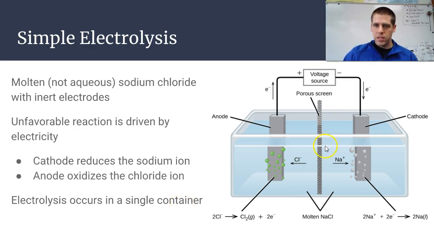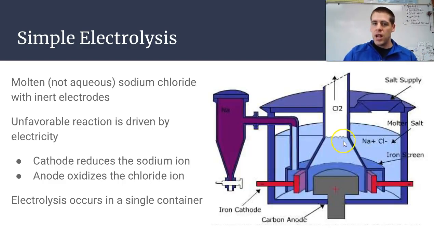We do have a barrier in this situation because we don't want the two products of the reaction to mix and then reform the reactant. But it's really just one container because you are reducing one component of the solution and you're oxidizing the other component of the solution. This is a setup for how they actually do it in industry.